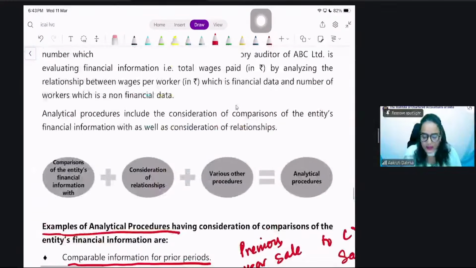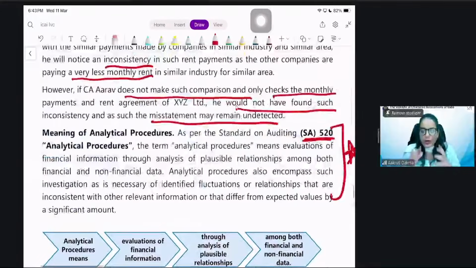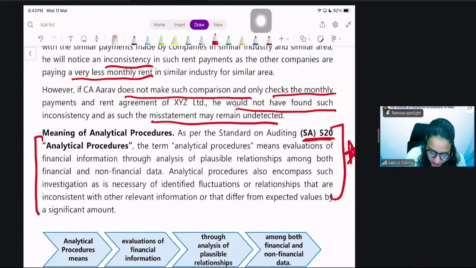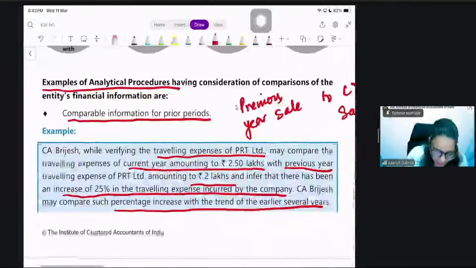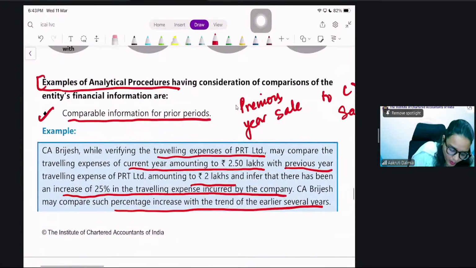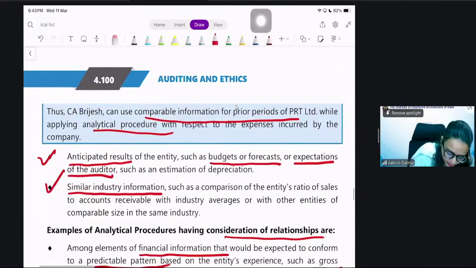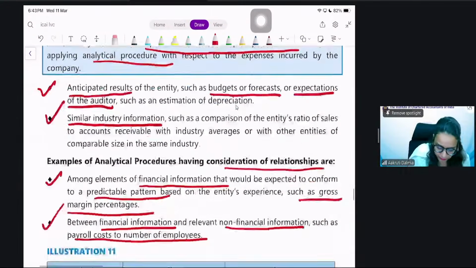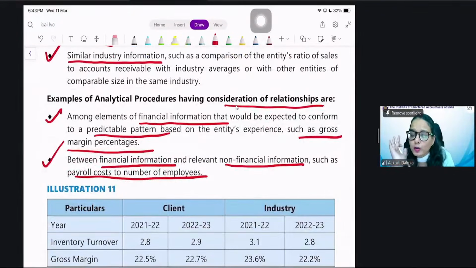Now, how to write this in the exam? Suppose in the exam you have gotten a question: write a short note on analytical procedures, and it is for 3 marks or 4 marks. What will you do? You will start with this full definition. This itself will be for around 2 marks. So write this definition, then skip all this and write these examples, 1, 2, 3, 4, 5. You understood what to write if you get a short note question in exam?